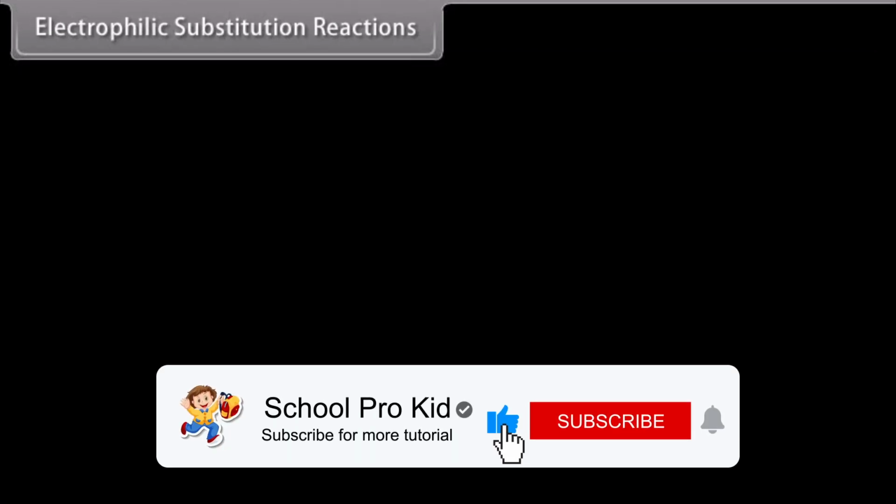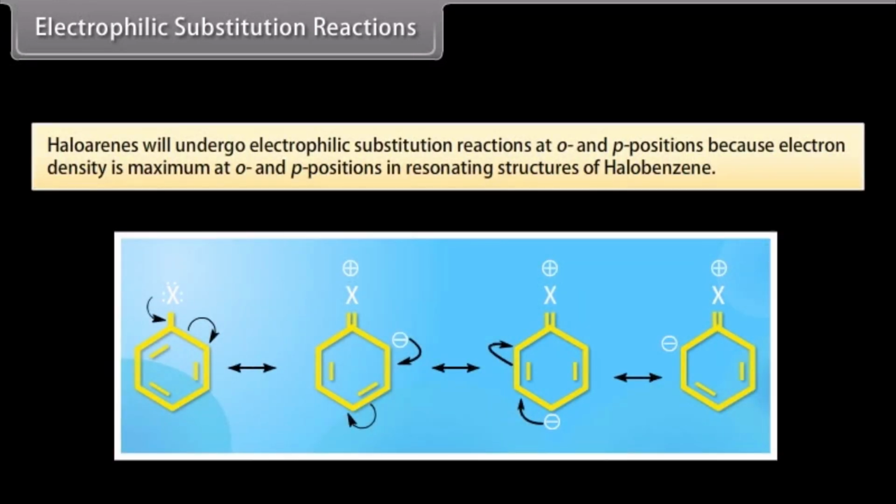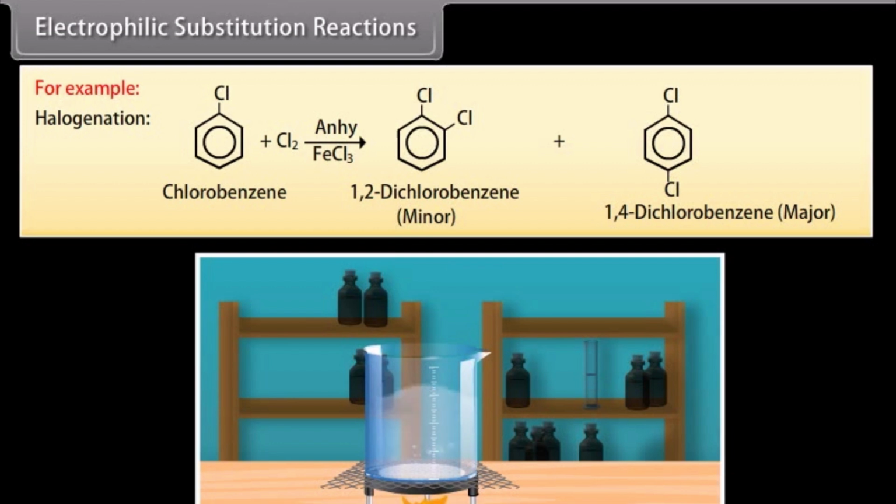Electrophilic substitution reactions. Haloarenes undergo electrophilic substitution reactions at ortho and para positions because electron density is maximum at ortho and para positions in the resonating structures of halobenzene. For example, halogenation. When chlorobenzene is mixed with chlorine and ferric chloride is added, it reacts to give 1,2-dichlorobenzene, which is a minor product, and 1,4-dichlorobenzene, which is a major product.